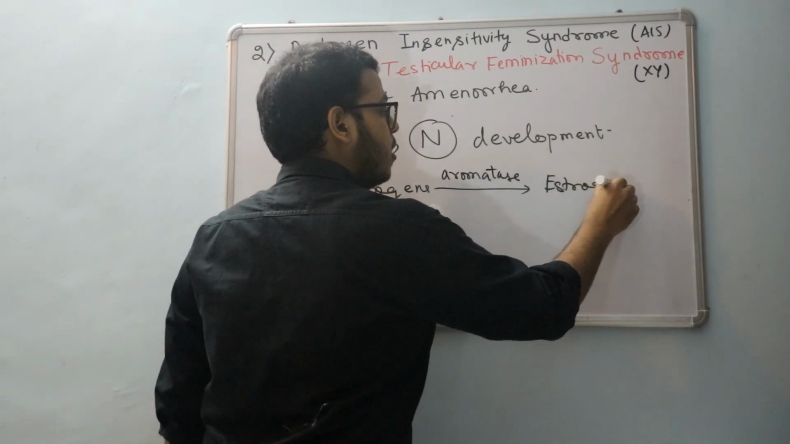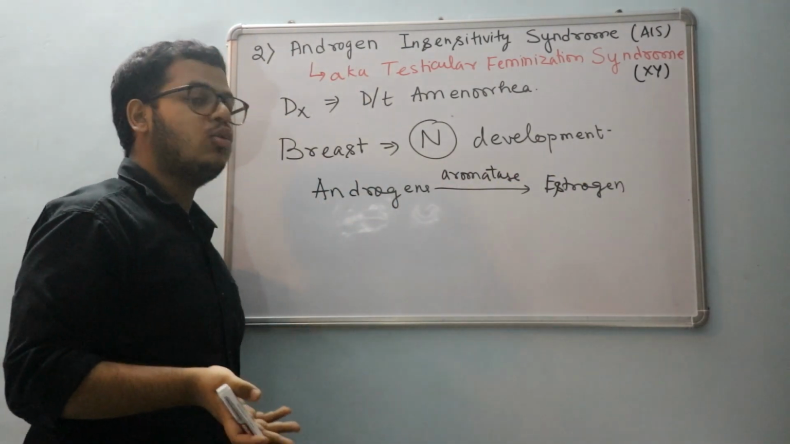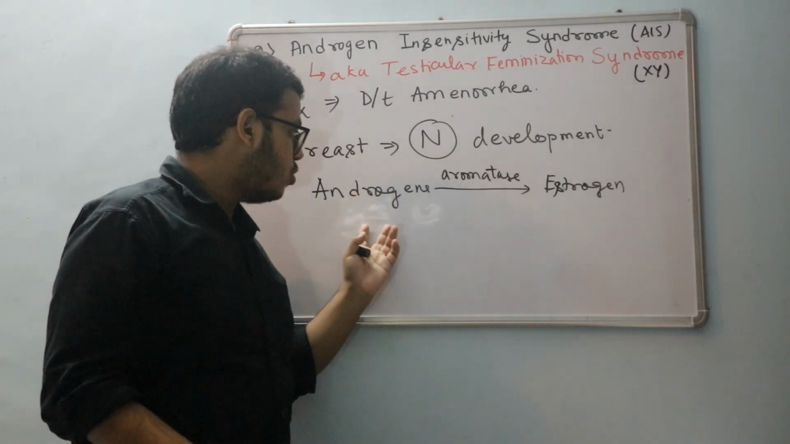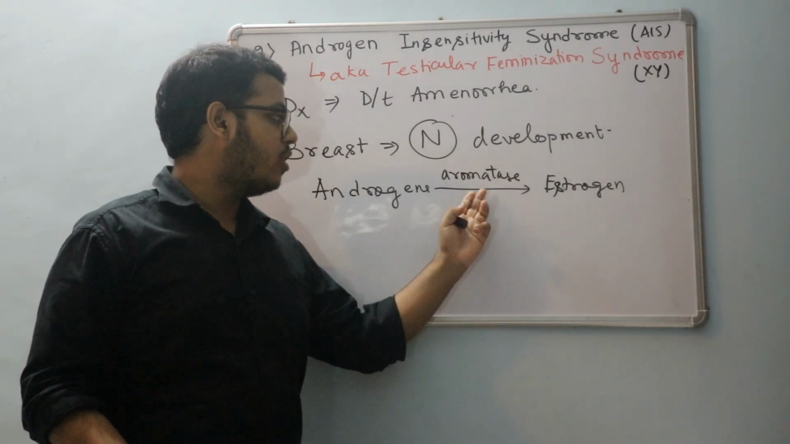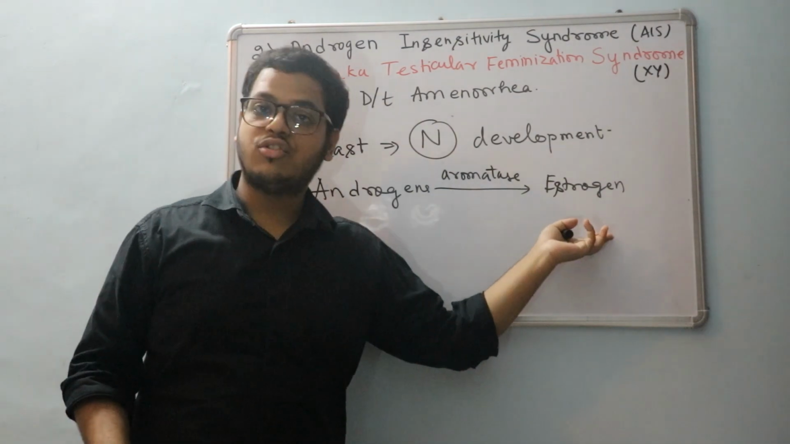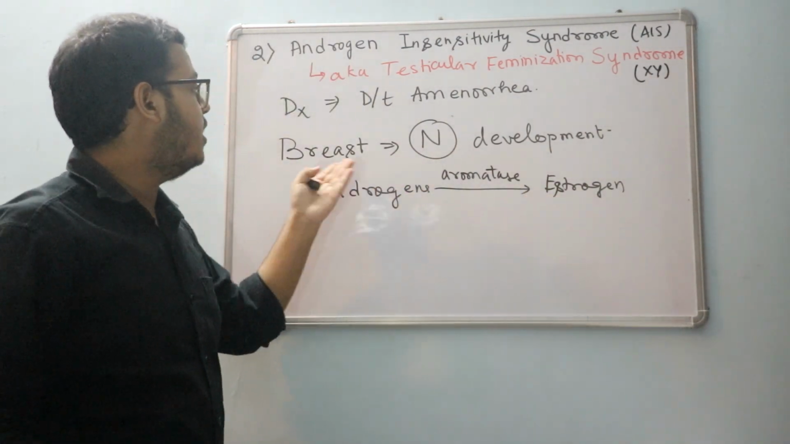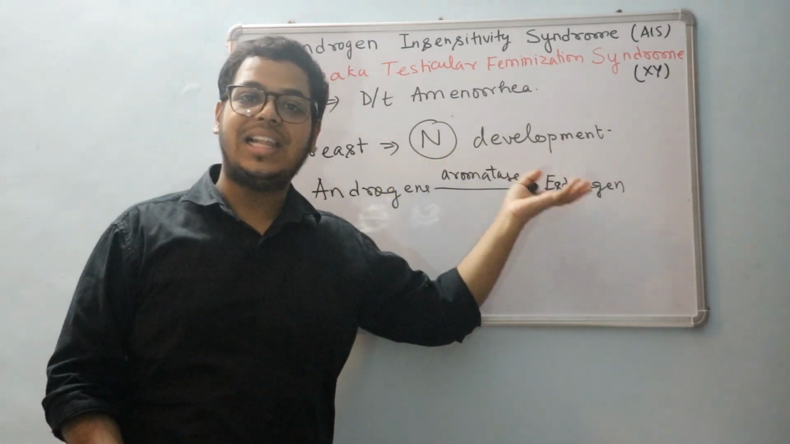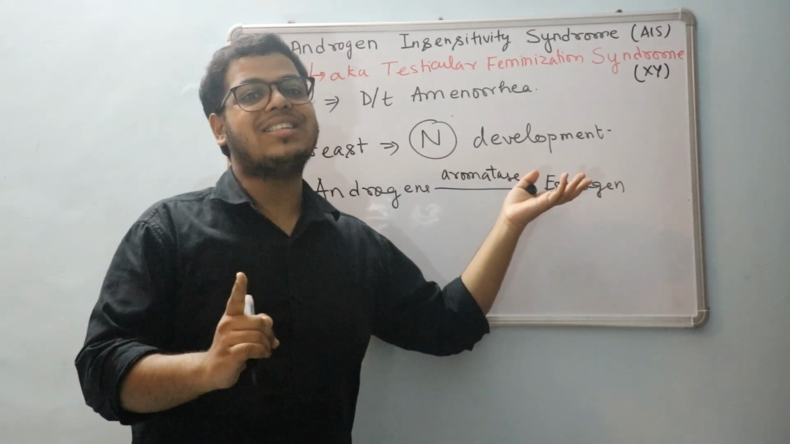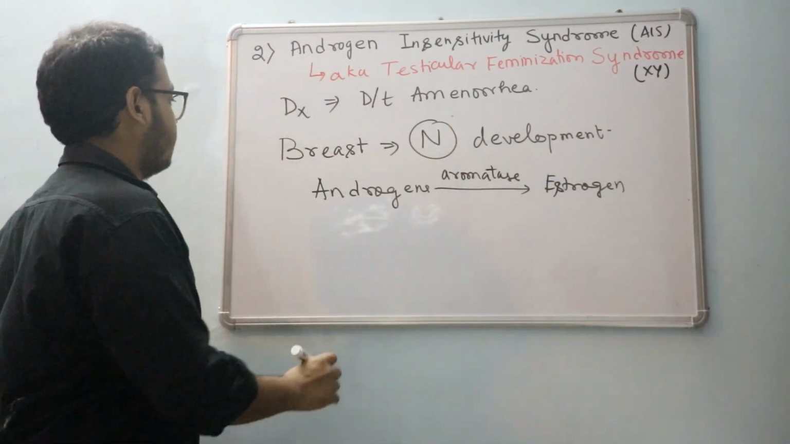Because the androgens are not able to act anywhere, the androgens which are being accumulated will be converted by peripheral aromatase into estrogen, and this estrogen will lead to normal breast development. Normal thelarchy will be present, but menarche is absent. So that is why the patient is coming.